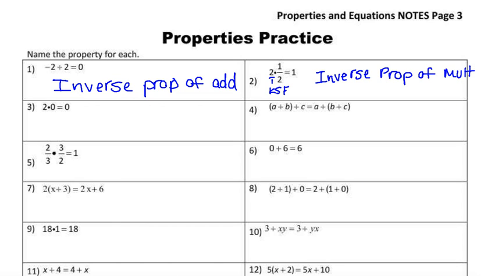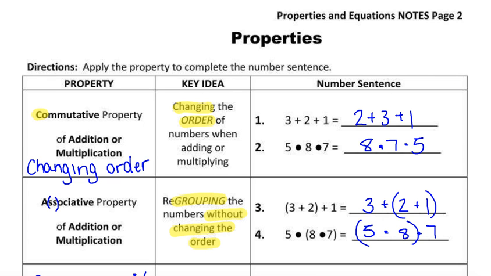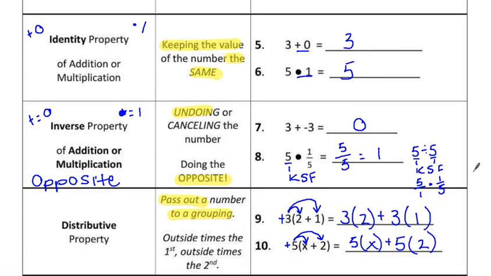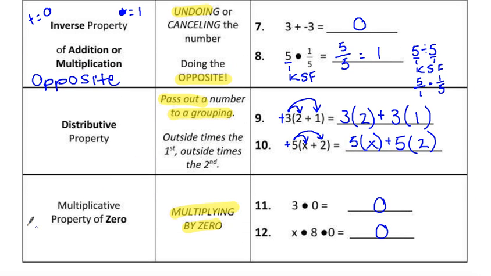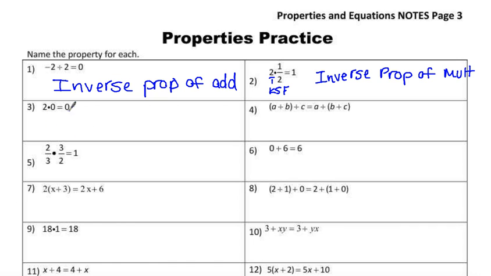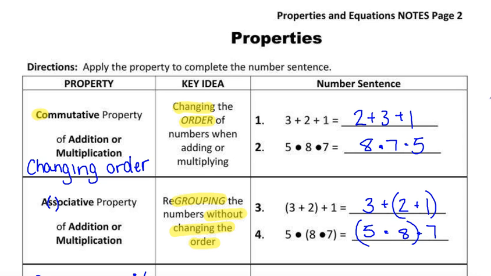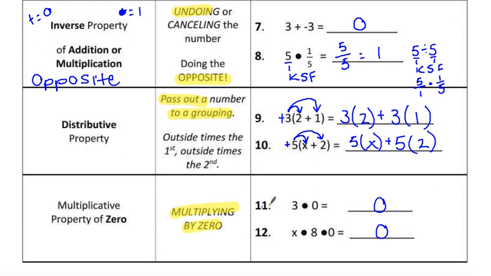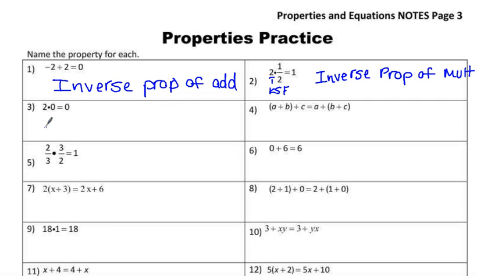If we look at number 3, this one I'm multiplying by 0, and if I look back at my notes, I look at for the example, did I say multiplying by 3? I think I said multiplying by 0. So if I look back at my examples, I'm multiplying by 0 here. That says its name, so it's the multiplicative property of 0. Mult prop of 0.